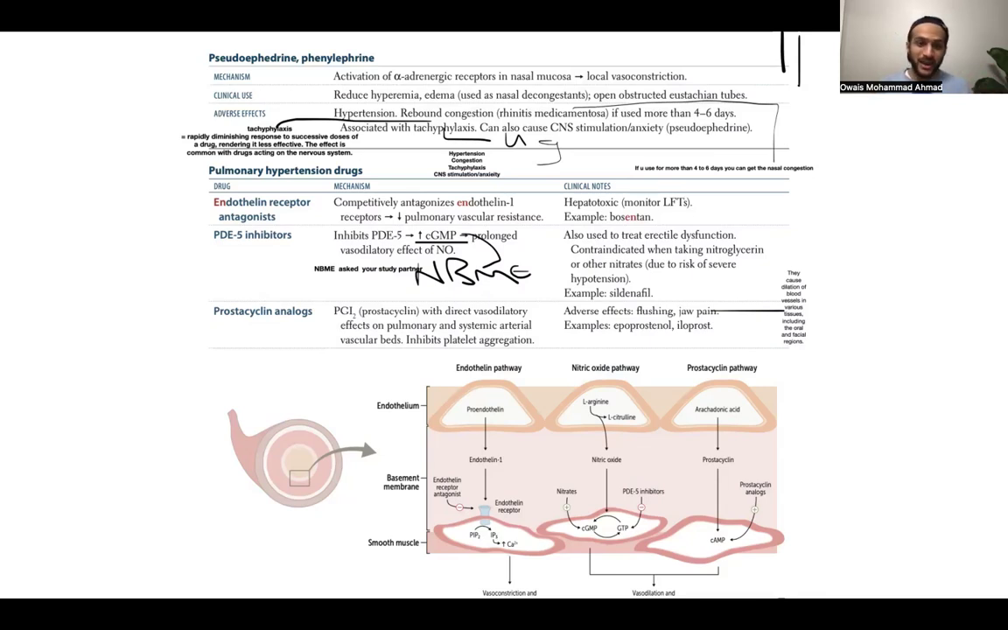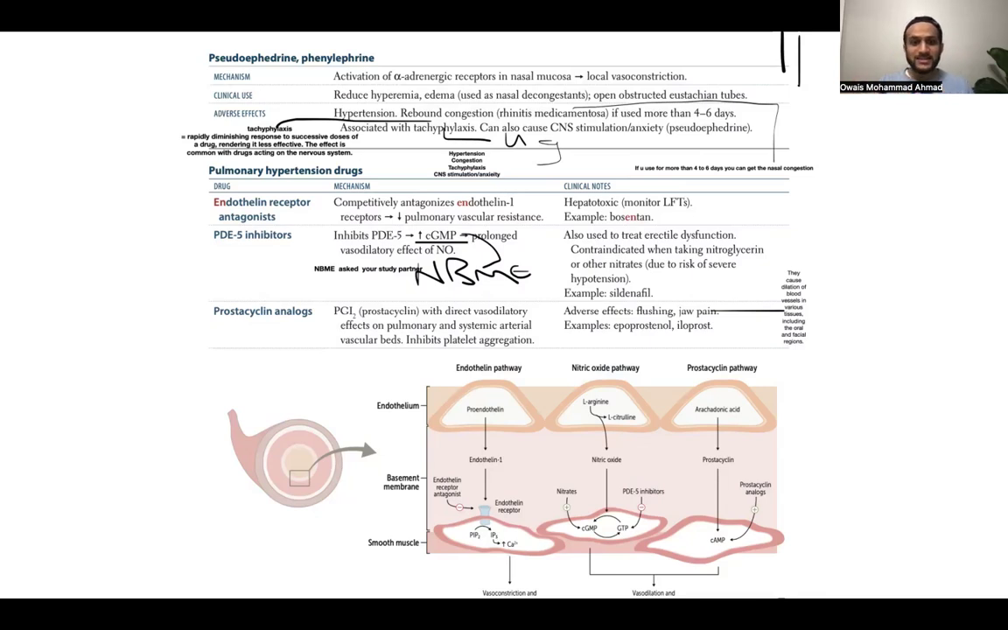Prostacyclin analogs, prostacyclin I2, have directly vasodilatory effects on pulmonary and systemic arterial vasculature and inhibit platelet aggregation. Their adverse effects are flushing and jaw pain. Epoprostenol and iloprost are two examples. And flushing and jaw pain is very easy to understand. Imagine you're getting too much blood in the jaw.